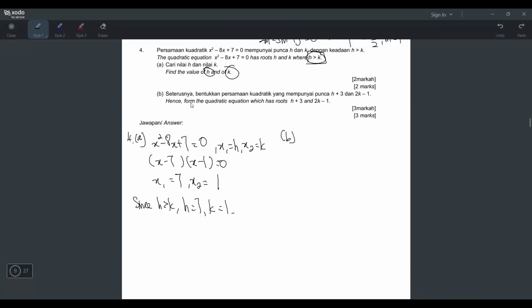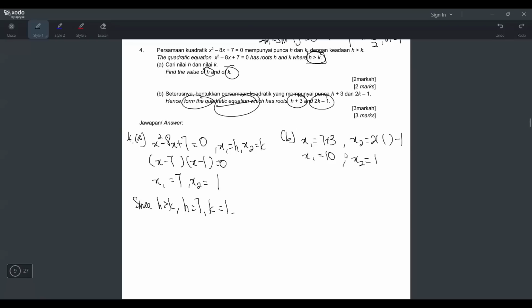Okay, let's do B now. Hence form an equation. This one I will use the SOPO method. Form the equation which has roots h plus 3 and 2k minus 1. So what are the roots? h plus 3, which is 7 plus 3, so x1 is 10. The other root is x2, which is 2k minus 1, and k is 1. So x2 is 1, because 2 times 1 is 2, 2 minus 1. So the roots are 10 and 1.